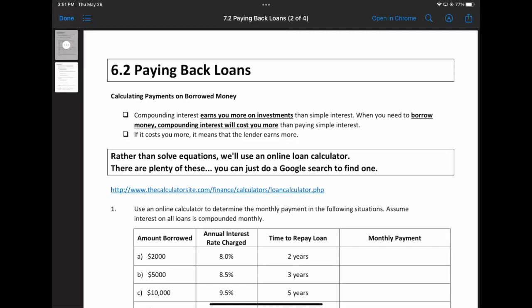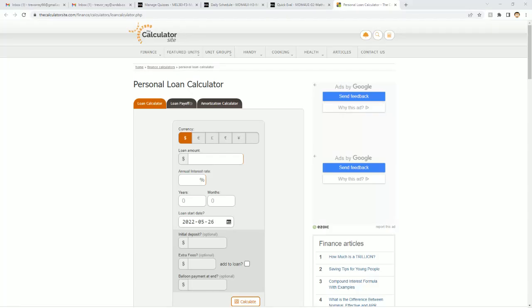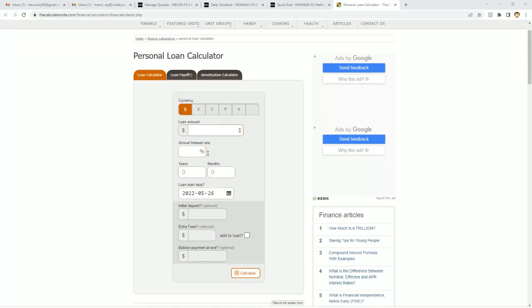Now, I will point out that there are lots of them out there. This is just one example of one that you could choose to use. So if we open up that one there, it's going to look a little bit like this one. We've got a few things that we have to put in: loan amount, interest rate, how long we're going to borrow the money for. Now, the loan start date, we're not going to worry about. We're just going to assume it's today, which I believe this is. But the actual dates exactly for the loan don't matter. It's basically how long we're going to have them for.